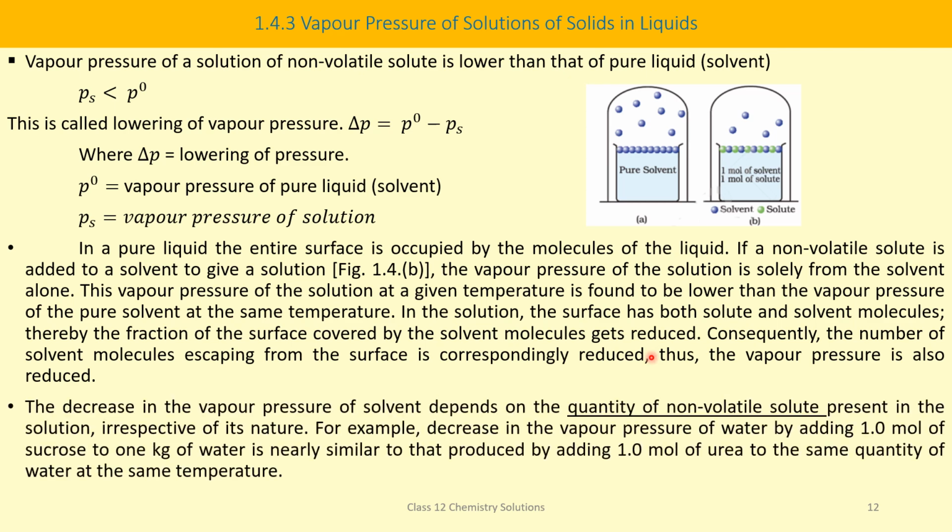The decrease in vapor pressure of solvent depends on the quantity of non-volatile solute. So, it is a function of quantity, not the quality, of non-volatile solute present in the solution, irrespective of its nature. For example, the decrease in vapor pressure of water by adding 1 mole of sucrose to 1 kg of water is nearly similar to that produced by adding 1 mole of urea to the same quantity of water at the same temperature.